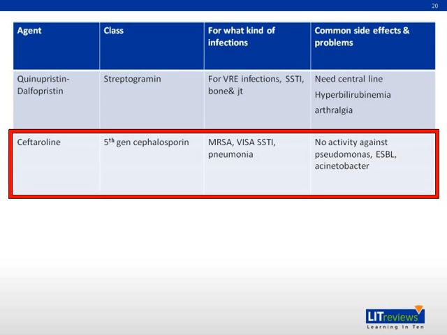And lastly, this is the first MRSA-active cephalosporin. It's a 5th generation cephalosporin, and it is used against MRSA as well as having activity against VISA. It is currently not available in Singapore yet.